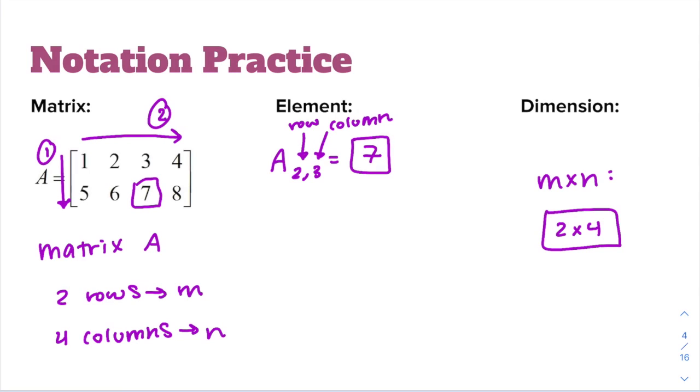So I could ask for A sub 1 4. I could ask for A 2 1. So go ahead, look at the matrix, try to find those 2 elements. So element A 1 4 is going to be the 1st row, 4th column. So that is going to be a value of 4. And then element 2 1 is going to be the 2nd row, the 1st column. So that is going to be a 5.